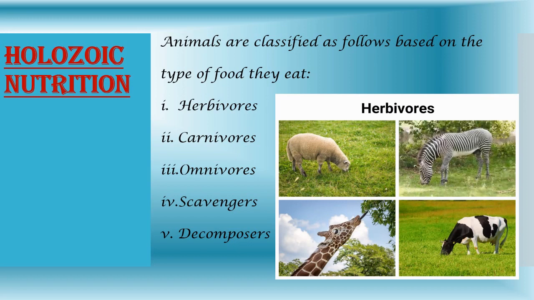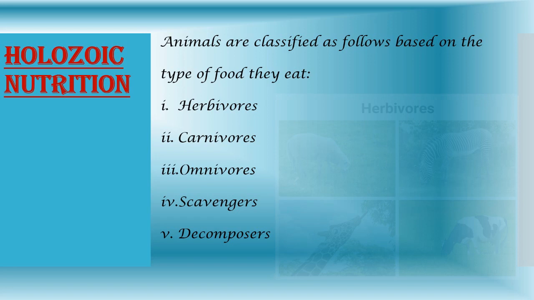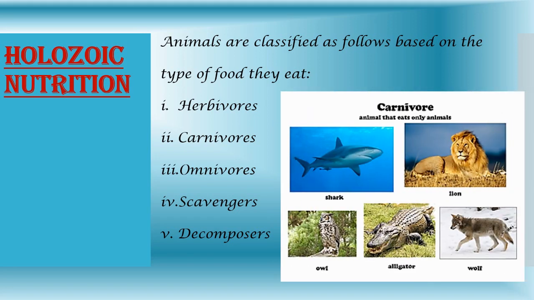The next is carnivores. Carnivores are dependent on other animals for their food. They are indirectly dependent on plants for food. For example, predators, that is animals which feed on herbivores, and insectivores, that is animals which feed on insects.